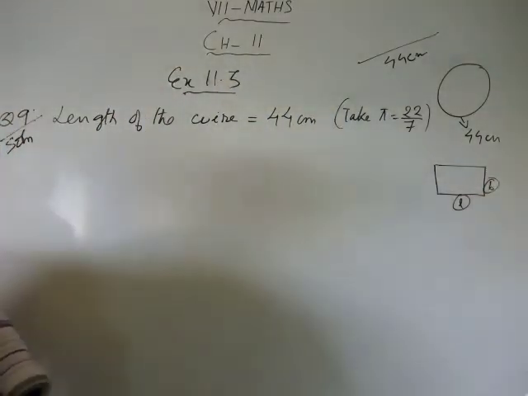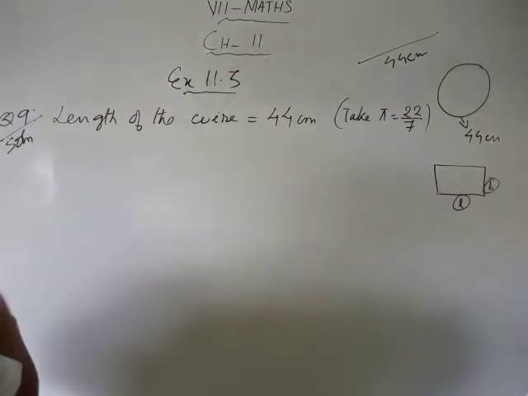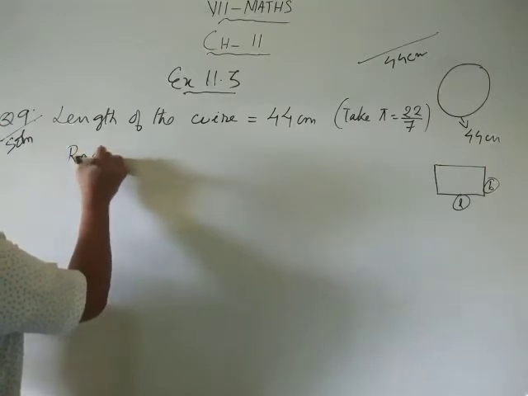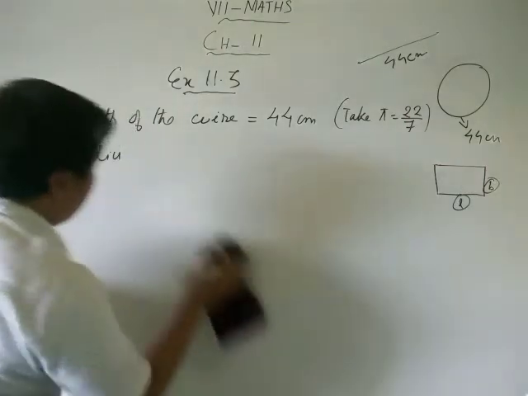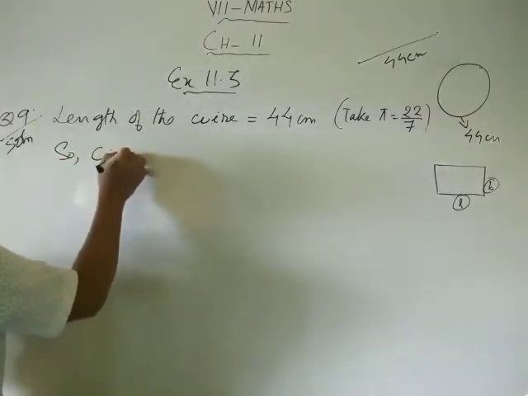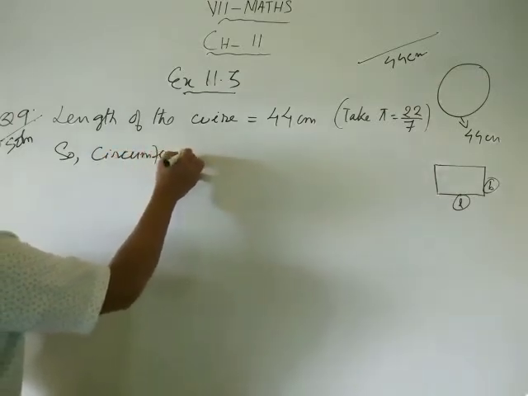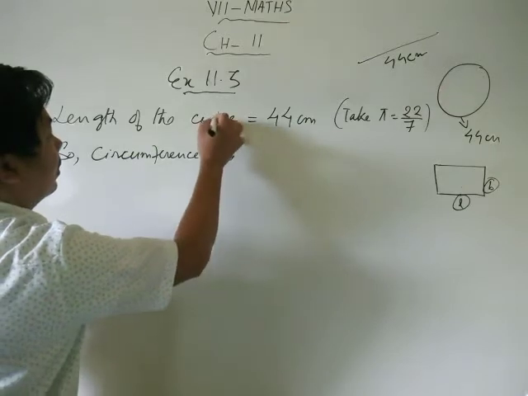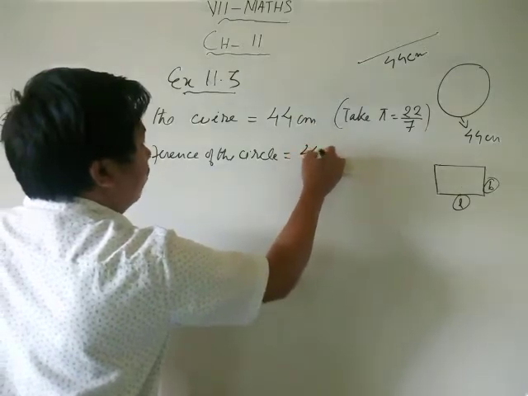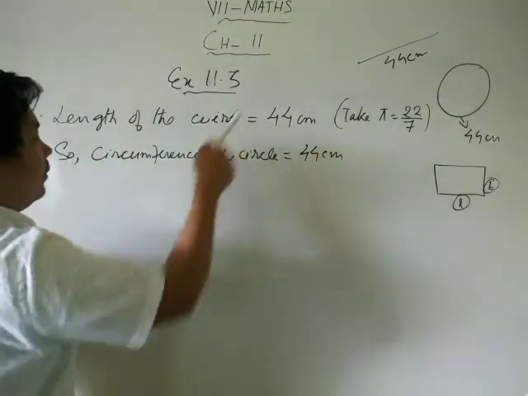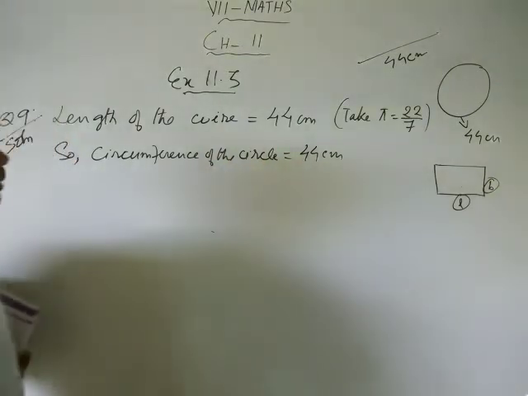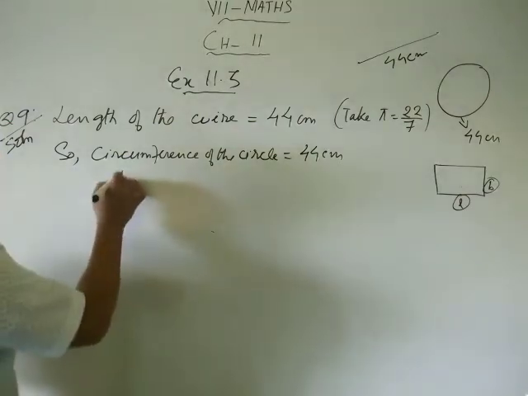Okay. So first of all, what we have to find out is the radius. Say the circumference of the circle will be 44 centimeter. If the length of wire is 44 centimeter, then we will make it a circle, and the circle will have a circumference of 44 centimeter. So here we are going to find out the radius.